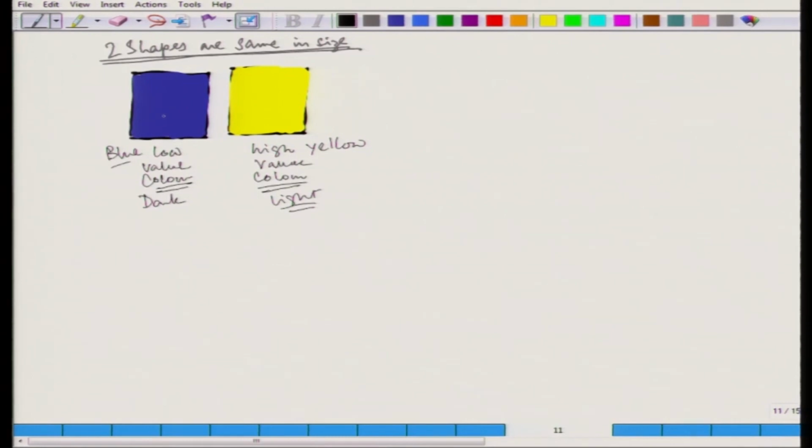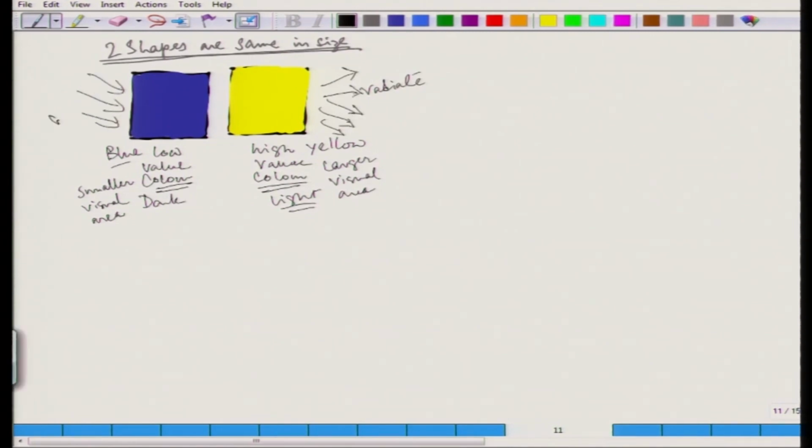So, because of the value difference, the yellow will occupy a larger visual area and the blue will occupy a smaller visual area. The yellow will radiate, the blue will absorb. So, these are the different characteristics that these two colors will have. Now, let us see in terms of the gray value of the same.